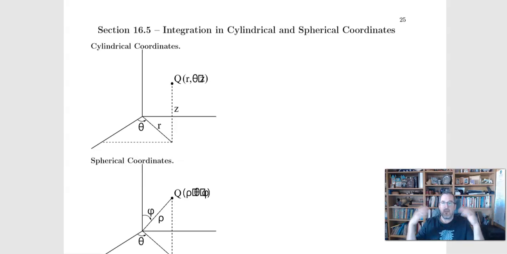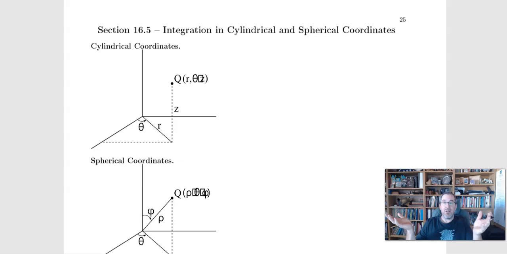So if you went through the 3 review exercises that I shared with you, you saw an example of a double integral in rectangular coordinates, a double integral in polar coordinates, and a triple integral. Now, here's where we go next. Triple integrals, but in cylindrical and spherical coordinates.